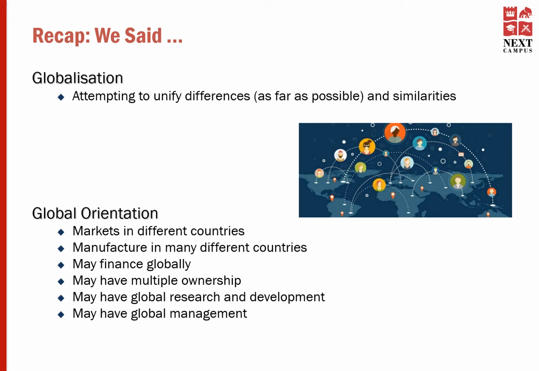We said a global orientation of an organization is when the organization has its operating markets in different countries. It may be manufacturing in many different countries and regions. It may obtain finance from global sources, may have multiple ownerships, may conduct not only home country research and development, but in regions, different countries around the world, they may be involved in research and development.